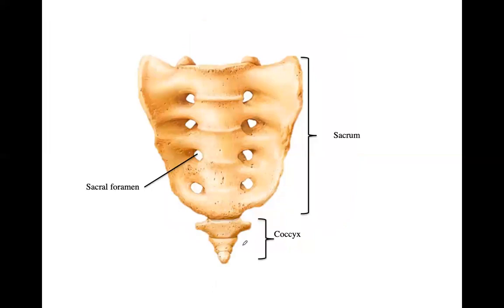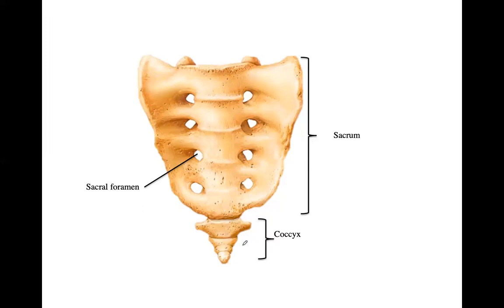Now, the last part of your vertebral column is connected to the sacrum, and the sacrum is connected to the coccyx. A lot of people may refer to the coccyx as the tailbone. Please do remember that the proper terminology is coccyx.